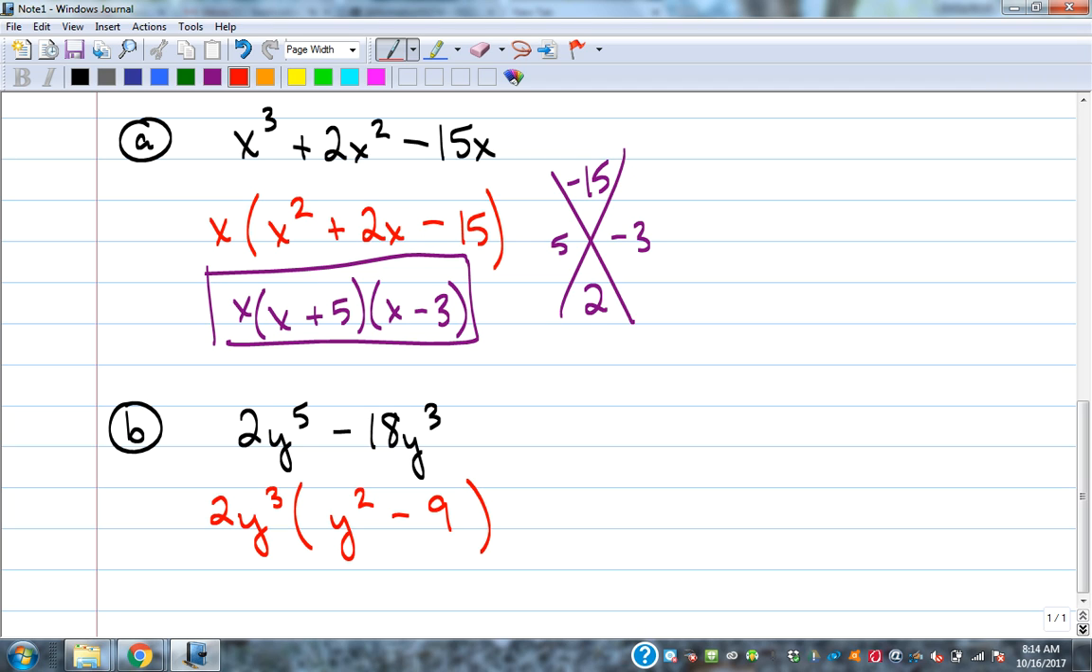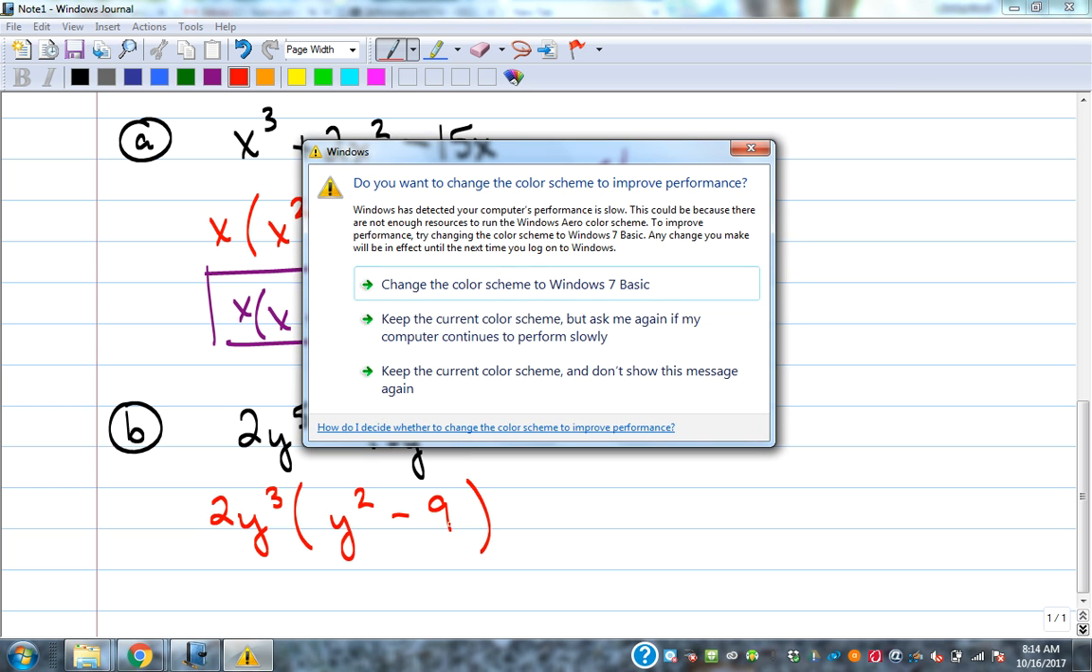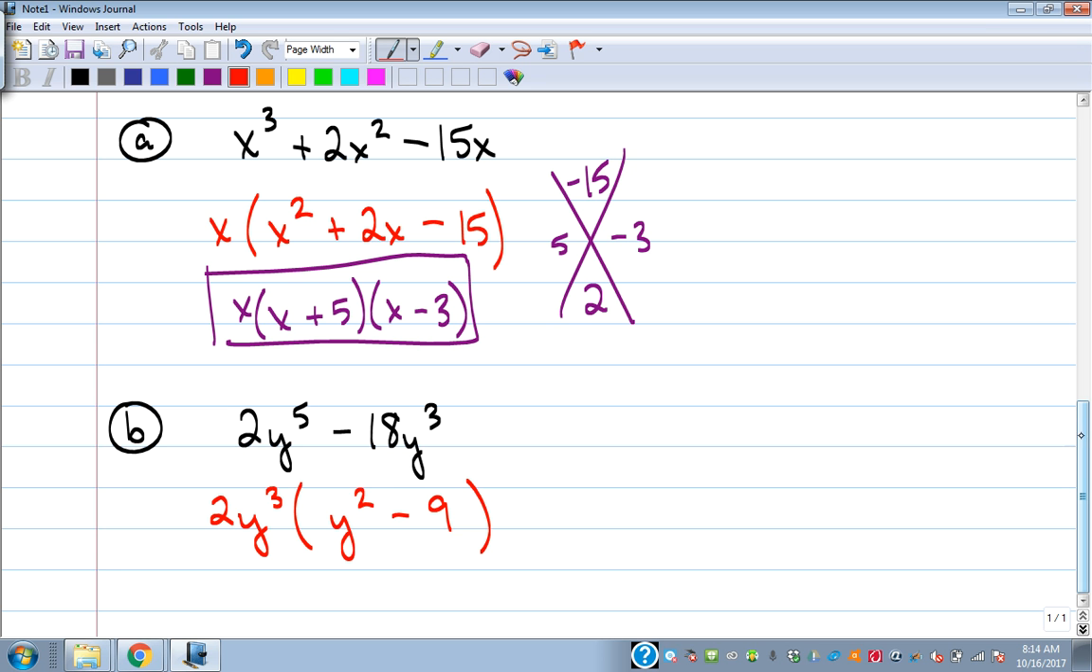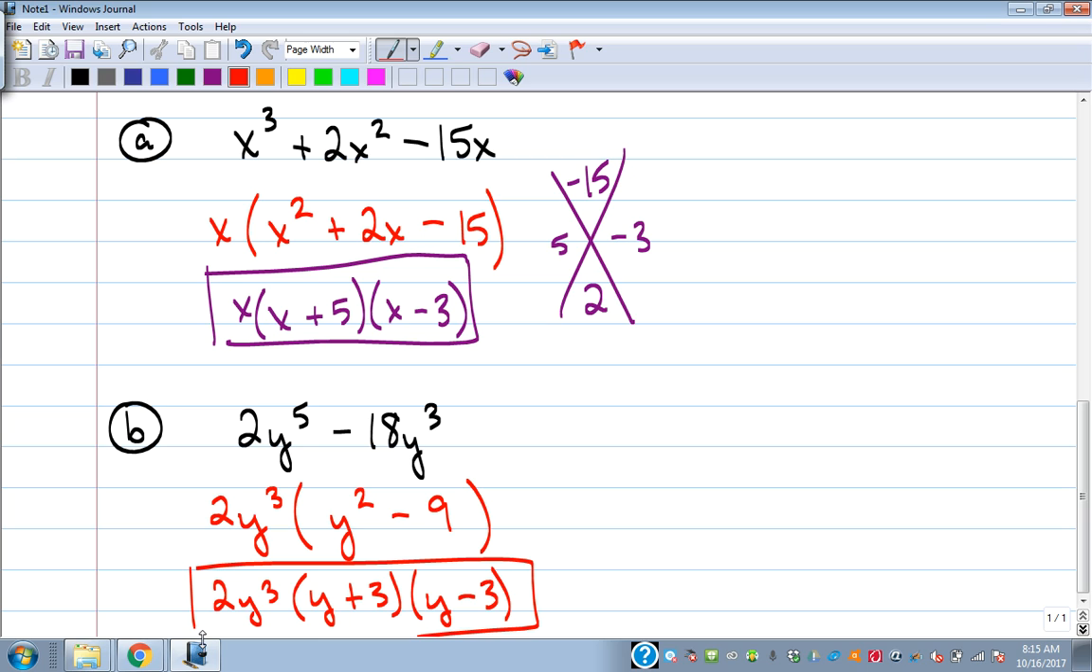Then I look at what's left in the parentheses and say, can I do anything else to that? There are 2 terms. So my options are either differences of squares or differences of cubes. Well, that's a y squared, so that should point us to differences of squares, right? What squared gets me 9? 3, right? So that would be y plus 3, y minus 3, correct? And then the 2y to the 3rd still out front. And there's the factored form of that polynomial that we started with.